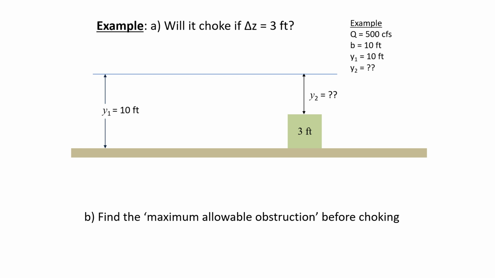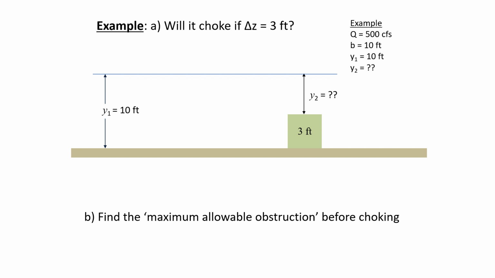So once again, we find ourselves needing to solve a cubic equation. We can break this down a little further. It is going to be 7.3882 equals y2 plus 38.82 divided by y2 squared. If you do the 500 squared divided by 2g times 10 squared, we get this.